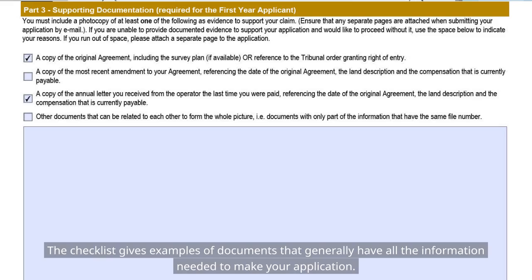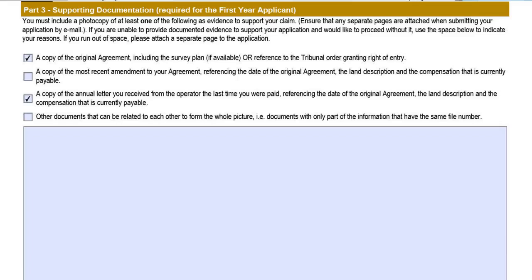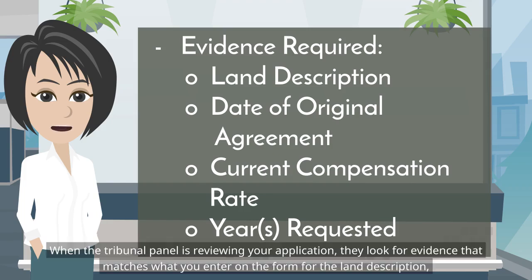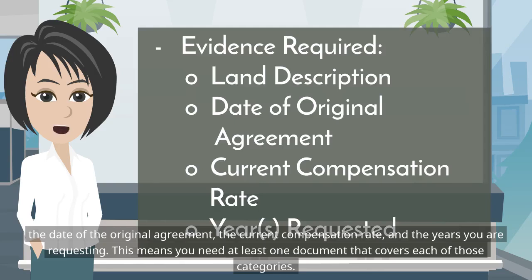The checklist gives examples of documents that generally have all the information needed to make your application. When the tribunal panel is reviewing your application, they look for evidence that matches what you enter on the form for the land description, the date of the original agreement, the current compensation rate, and the years you are requesting. This means you need at least one document that covers each of those categories.